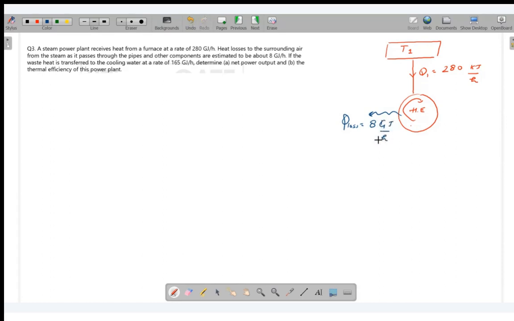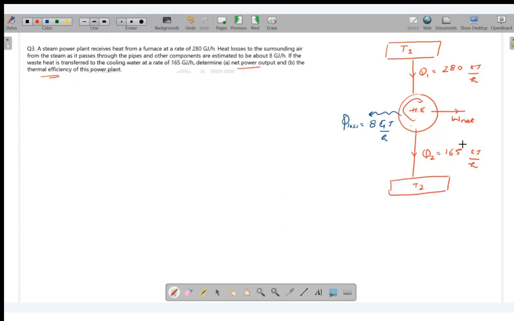So some heat loss is also happening, eight gigajoule per hour. If the waste heat is transferred to the cooling water at the rate of Q2 equals 165 gigajoule per hour at T2, I need to tell the net power output and the thermal efficiency of the power plant.